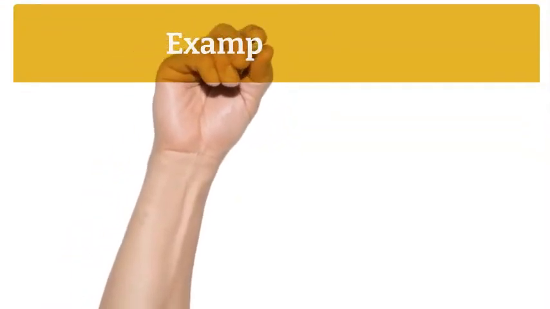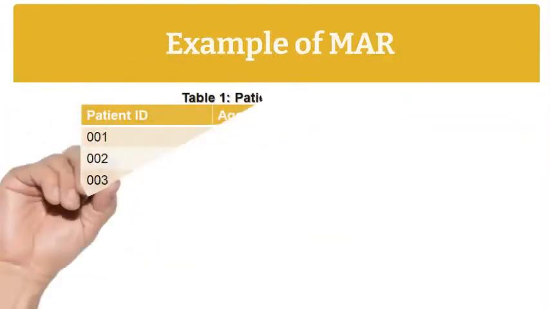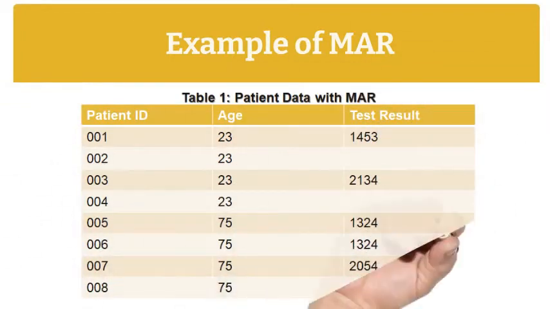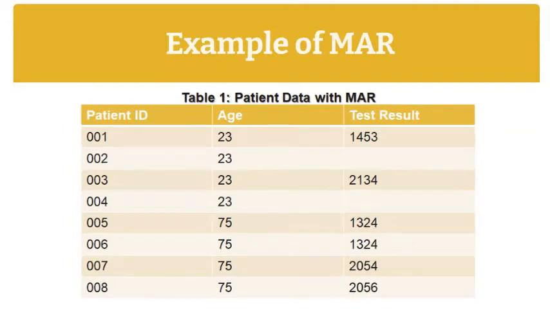Now, let's have a look at an example of a MAR missing mechanism. When you look at this table, you will observe that there are two missing values in test result, which is related to H23. But when you look at H75, there are no missing values at all for test result. Now, when you look at that, it is quite obvious that there is a pattern in the missingness for test result. There is a higher probability of missing values for test result for a particular age than the other. In this context, it is H23.